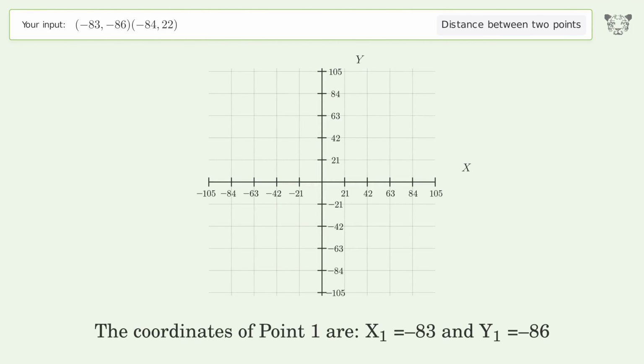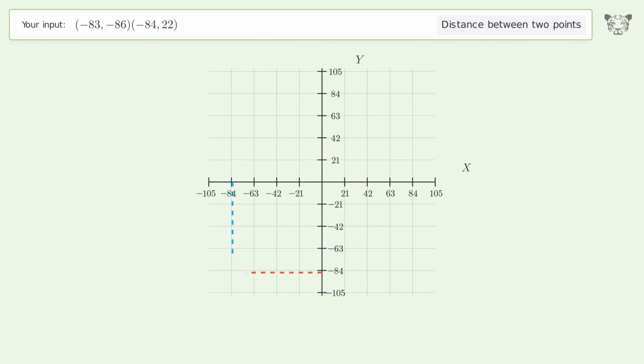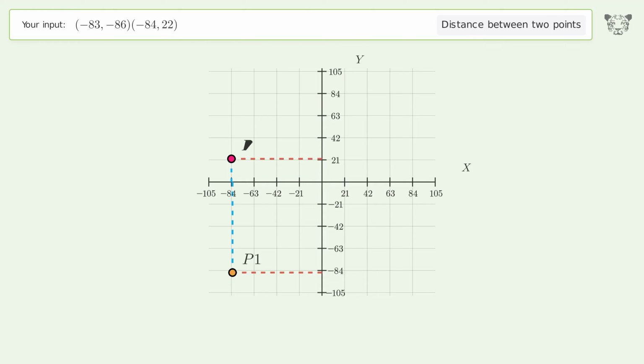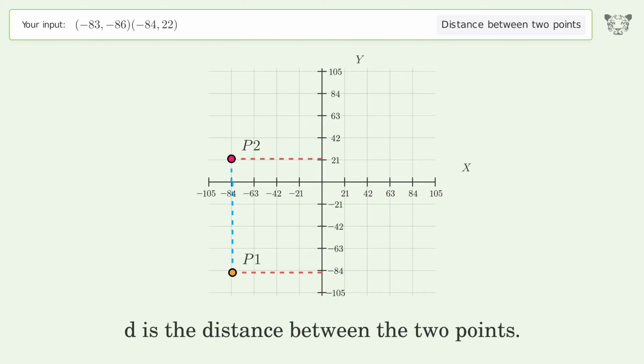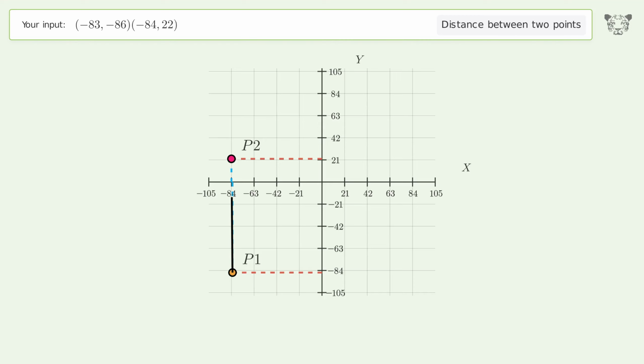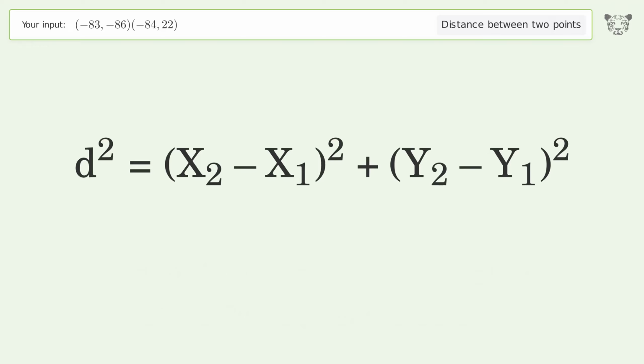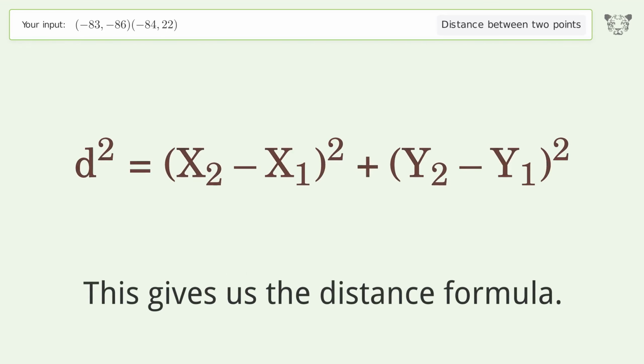The coordinates of point 1 are x1 equals -83 and y1 equals -86. The coordinates of point 2 are x2 equals -84 and y2 equals 22. D is the distance between the 2 points. First, take the square root of both sides of the Pythagorean theorem.